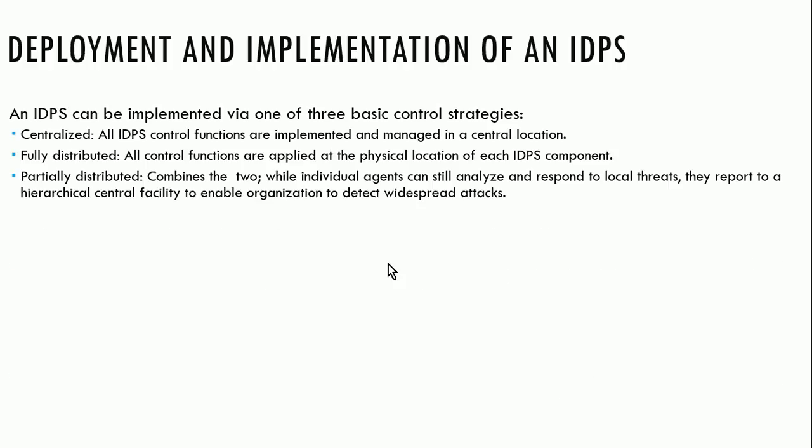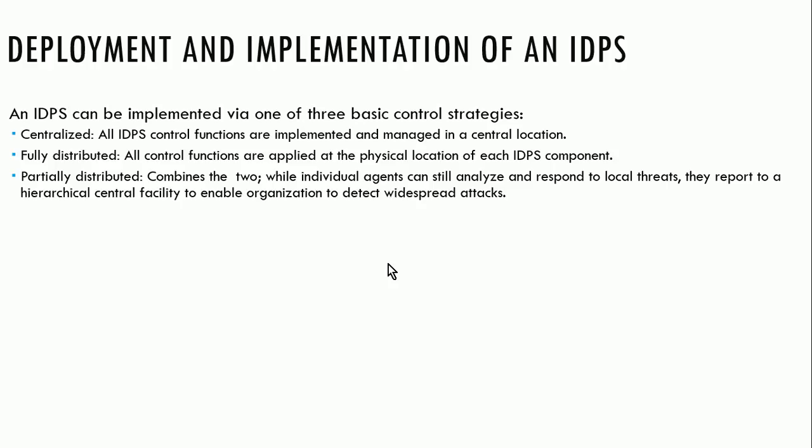So an IDS can be implemented via one of three basic control strategies. You can use a centralized, fully distributed, or partially distributed, which I kind of just described. So centralized is where everything is managed and controlled from a central location, and distributed is where the IDS can be physically located in different networks. So for example, if you had a multinational company with 27 offices, you could go with a centralized approach, and the advantage with centralized would be that you have one place to manage all this stuff, but you would need a pretty powerful IDS with a lot of features to do that.